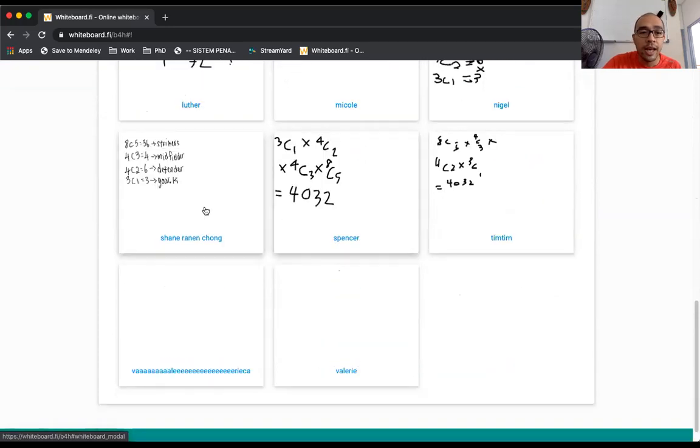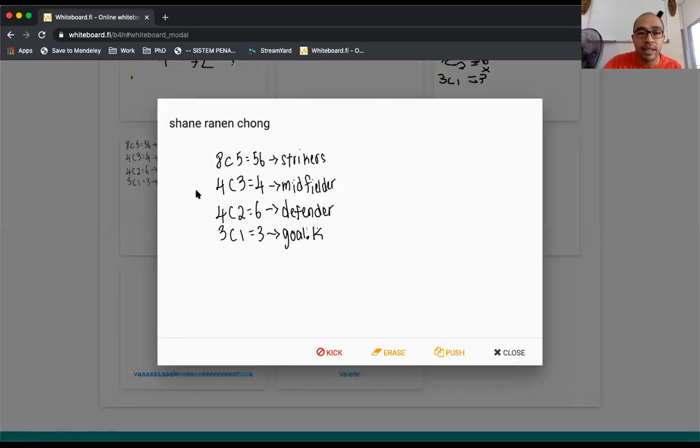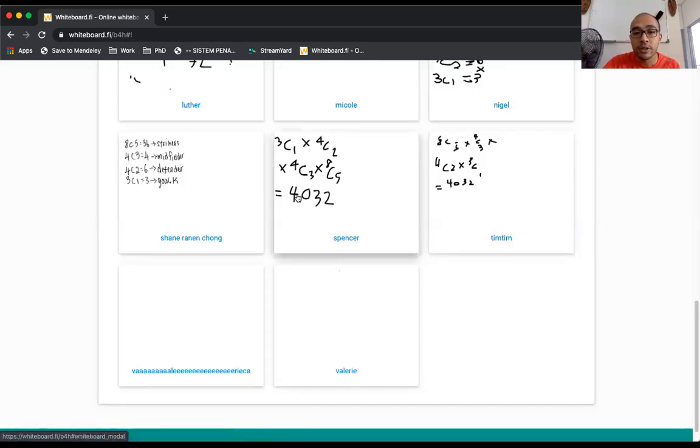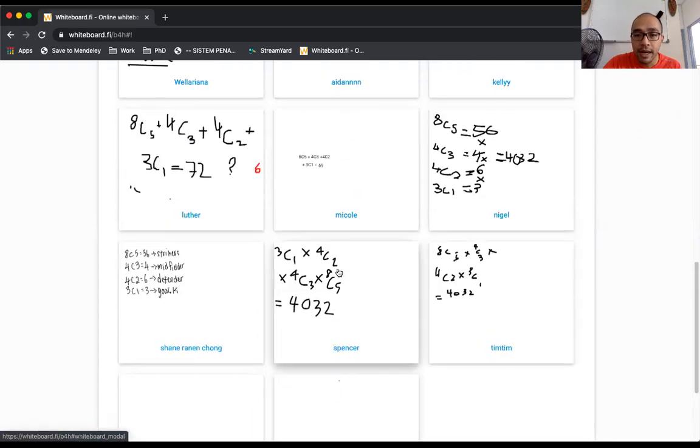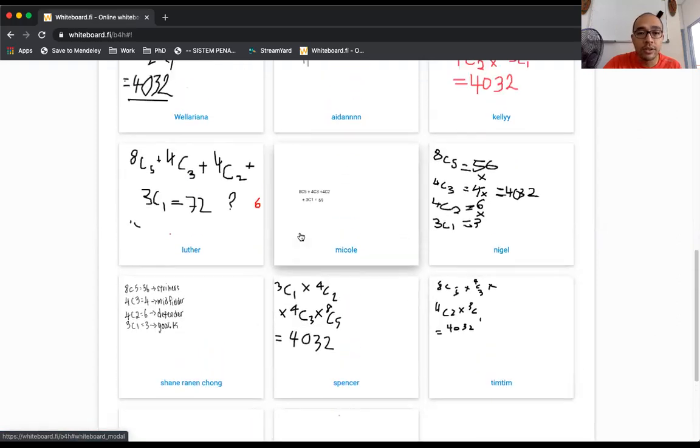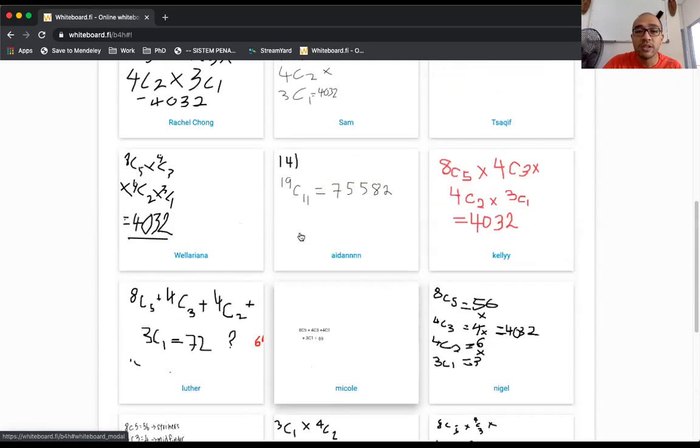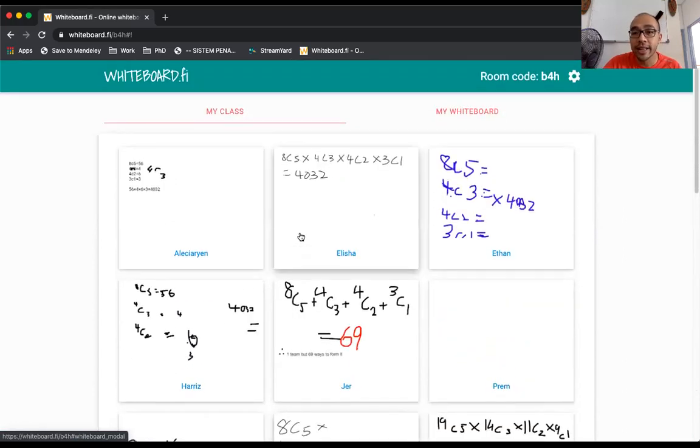Okay, and then there are some like Shane. Okay, give me one by one. Okay, so that means there are 4 answers. There are 56 ways to choose strikers. There are 4 ways to choose midfielders. There are 6 ways to choose defenders, and there are 3 ways to choose goalkeepers. Okay, so the question now is, which one is correct?